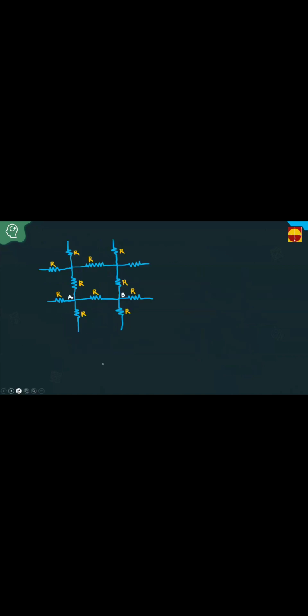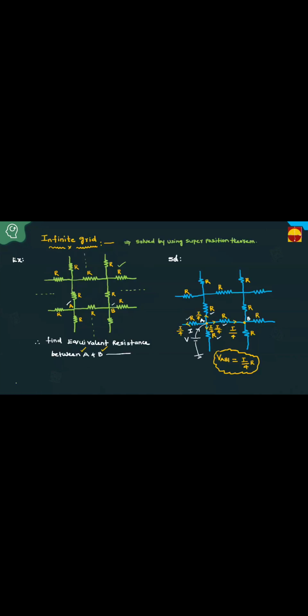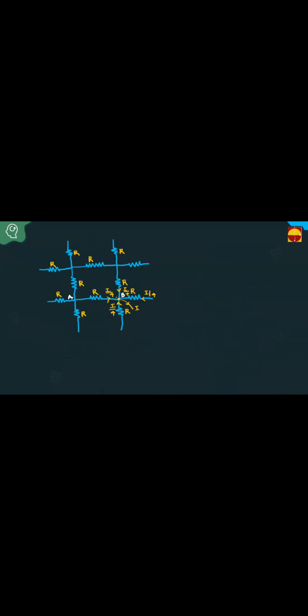Now we have to take case 2. Let the current be leaving at B. This current is I. This I current is leaving, so what about this current? This is I by 4, and this also I by 4, this also I by 4, this also I by 4. Then only the sum becomes I. Here the current is entering, and this is the current leaving part. The sum of these 4 currents, I by 4 plus I by 4 plus I by 4 plus I by 4, that is I, is leaving. But you have to find the resistance between the A and B terminals.